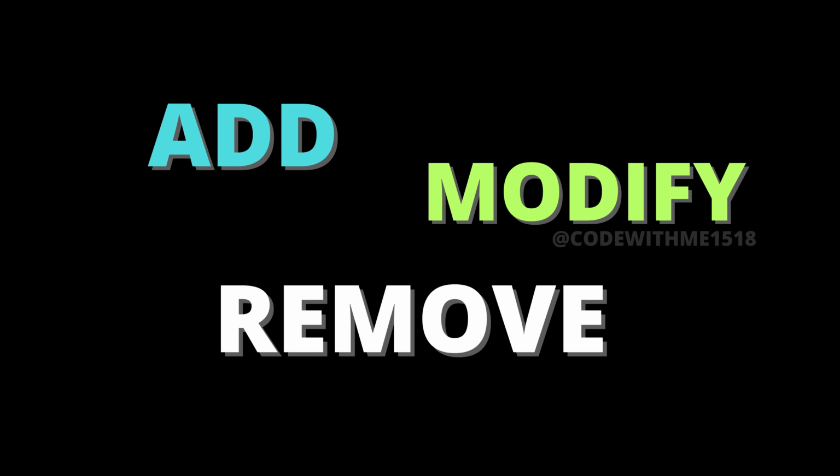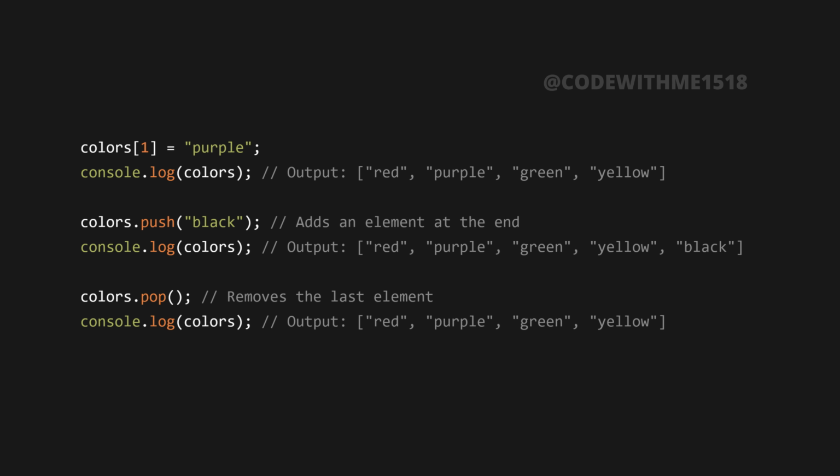We can also modify, add, or remove elements. colors[1] = purple. console.log(colors). Output: red, purple, green, yellow. colors.push(black). Adds an element at the end. console.log(colors). Output: red, purple, green, yellow, black. colors.pop(). Removes the last element. console.log(colors). Output: red, purple, green, yellow.